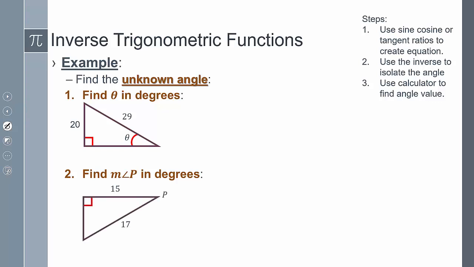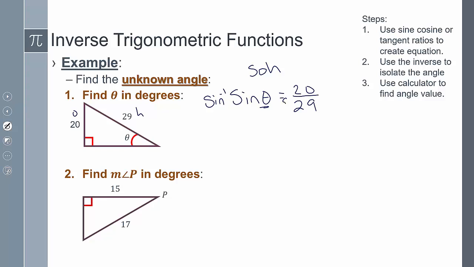So let's look at a few examples here. It says find theta in degrees. Okay, so we still find our ratio. We have opposite, we have hypotenuse. Opposite over hypotenuse is my sine ratio. So I can establish sine theta equals opposite over hypotenuse. So I use SOHCAHTOA. Now to get theta by itself, this is where we apply the inverse.